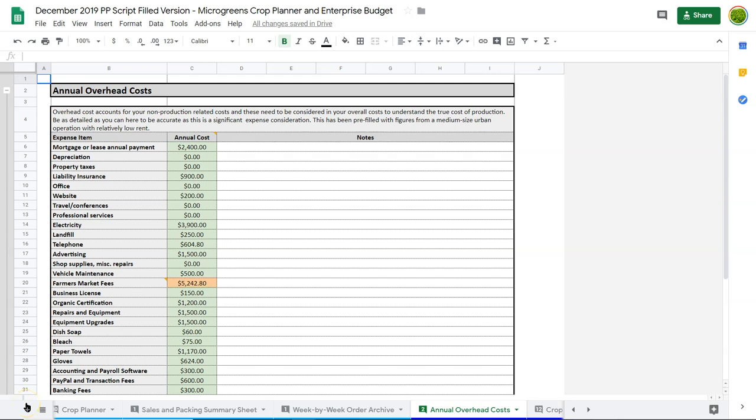Let's take a look at the annual overhead cost tab here. So up until this point, our focus has been on production and production projections and how that works. Now we want to start looking at the finances.